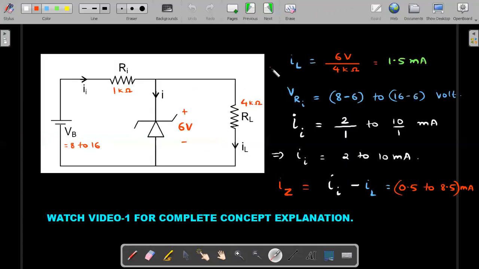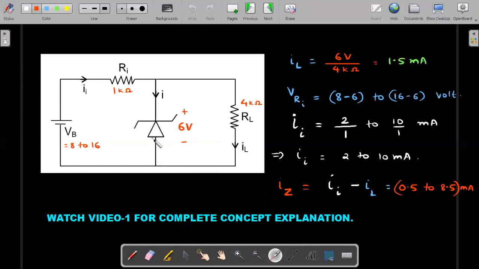Okay, right, here it is. I've recreated the diagram with the important numbers. So this is 8 to 16 volt, and this is the working condition. Remember, a Zener always works in reverse bias. All those explanations are there in video 1 for the complete concepts. Here we are going through the problems quickly. So the 4 kilo ohm here will be across 6 volt. Therefore, the current in this is fixed. That's the whole agenda of a Zener diode. So the fixed current should be 1.5 milliampere here.